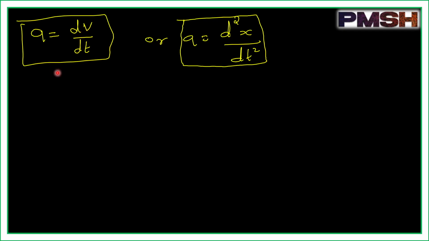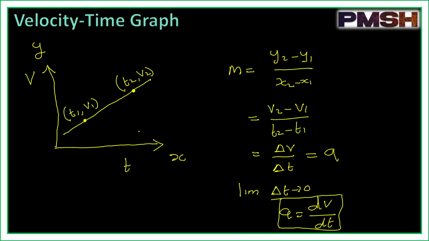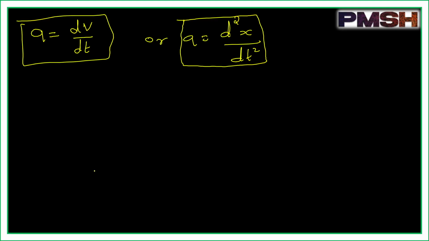We have observed when we found the slope of a velocity time graph. Here is a velocity time graph, and for this velocity time graph, we have found the slope. We got acceleration. Clear? So you can tell that acceleration is the first derivative of velocity, or it is the slope of the velocity time graph.